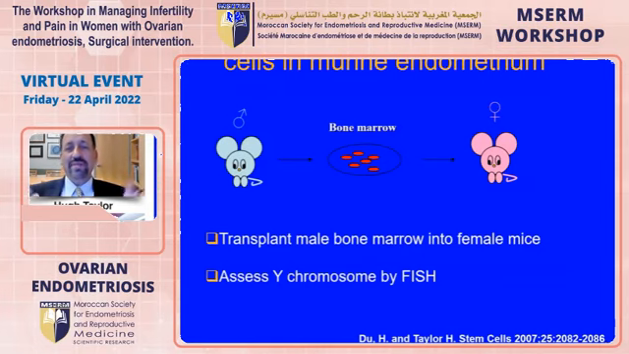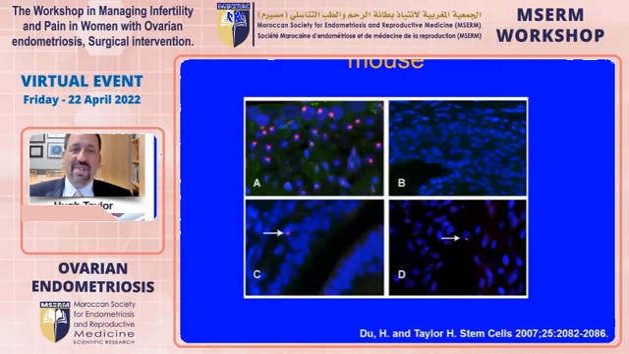So what we did, a very simple experiment in mice, this was several years ago. We took bone marrow from male mice, transplanted it into female mice, and then looked for Y chromosome as a marker of the origin of those cells. So we assessed Y chromosome by Y chromosome FISH, fluorescent in situ hybridization, and this is what we saw.